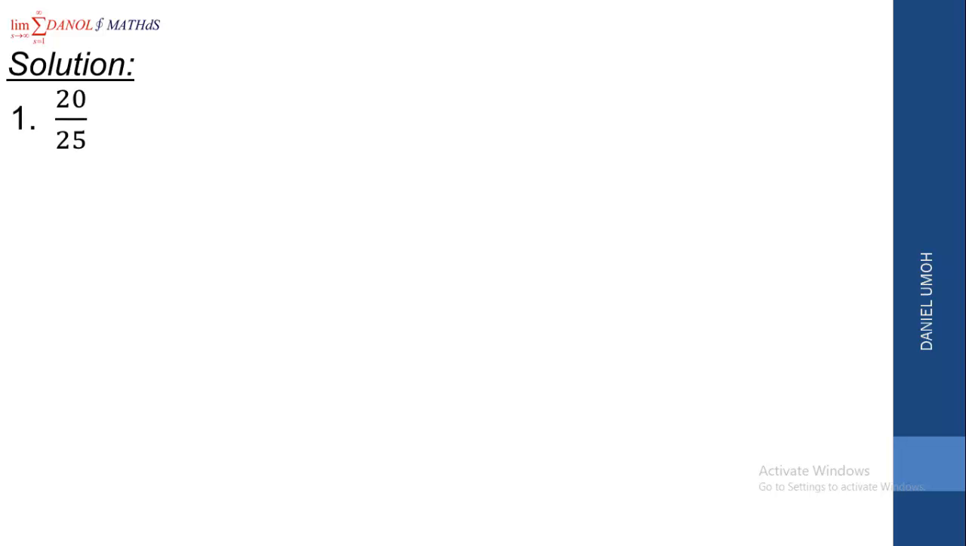Okay, let's consider the first one, 20 over 25. If you look at these two numbers, you are going to discover that the common factor between them is 5. When we talk about common factor, we are referring to the number that can divide 20 and 25 without a remainder. The common factor is a number that can divide two numbers without a remainder. So the common factor of 20 and 25 here is 5. It means that 5 can divide 20 and 25 without a remainder.